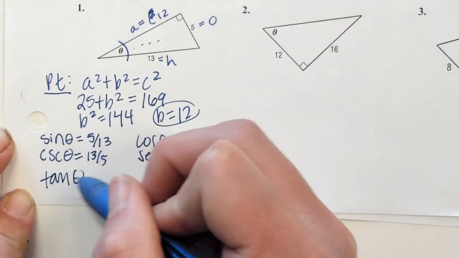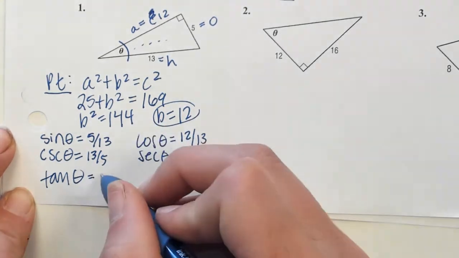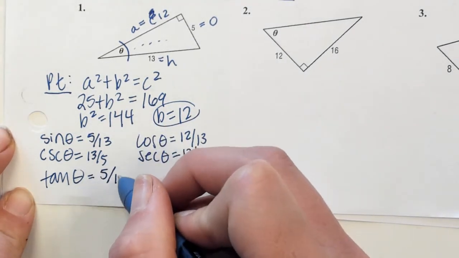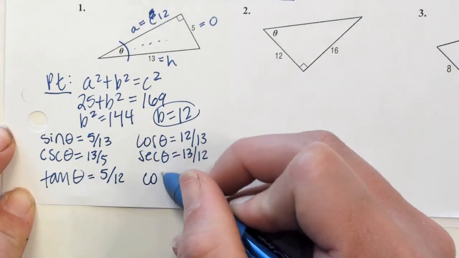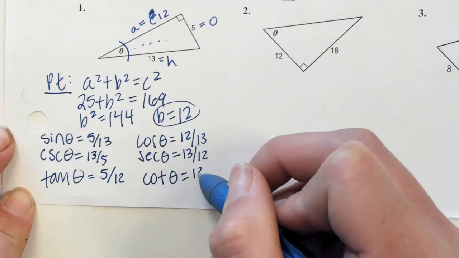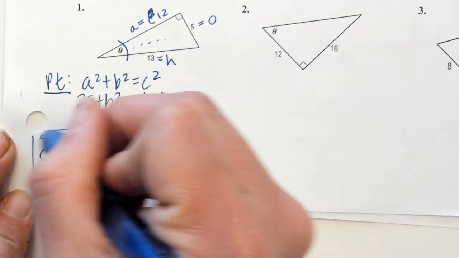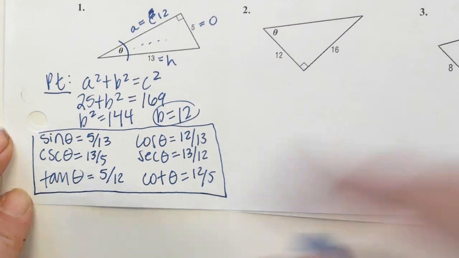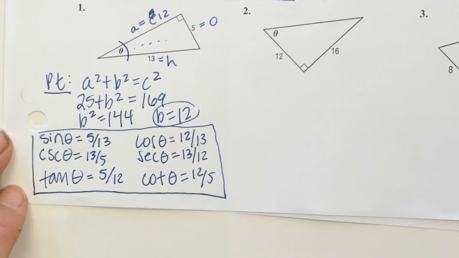Tangent is going to be what over what? So it's going to be very good. And what goes with tangent? And it's going to be what? Very good. That's it. So your answer is all these 6 trig functions. We just had to find this one so we could find the adjacent. Questions about that part?